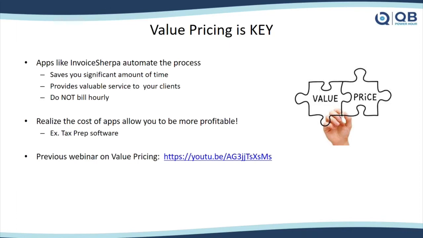Then another thing you want to make sure is that you're using something to automate the process, like apps such as Invoice Sherpa. Because when you're automating the process with the tools and technology that we have today, we don't spend that much time doing this work. These apps like Invoice Sherpa will save you a significant amount of time, but yet we're providing this very valuable service to our clients. In this case, with AR management, helping them improve their cash flow, that's really valuable to them, letting them get paid faster and on time. So we want to make sure we are not billing hourly for these things.